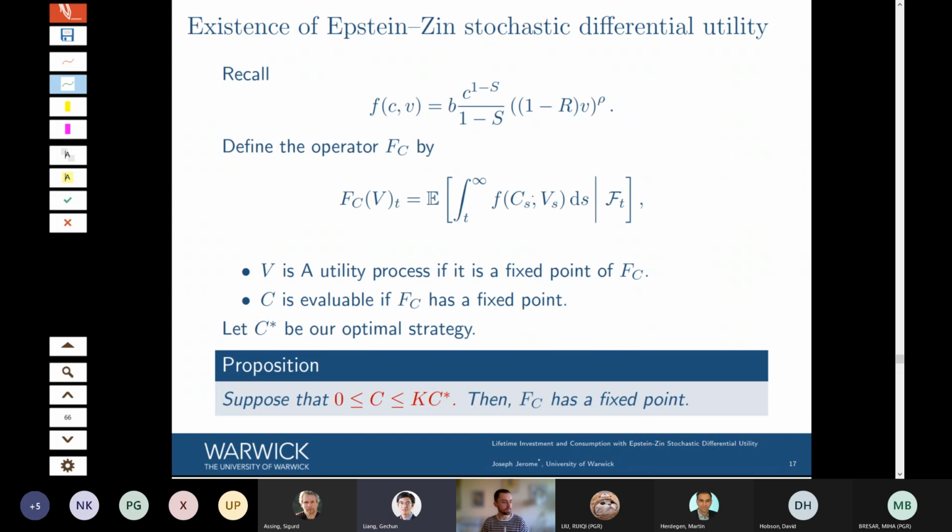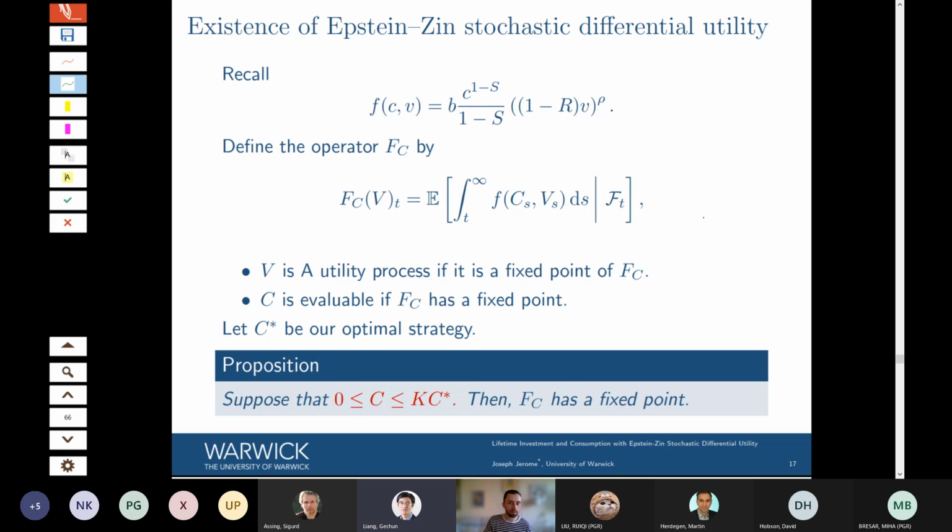Yeah, about your condition. So this C star is not known beforehand, right? This C star is the optimal consumption. Well, I guess at the moment it's our candidate optimal consumption. So it is just a geometric Brownian motion, but we can say the properties that it has. It's convenient that it's our optimal consumption, but it is just a geometric Brownian motion.